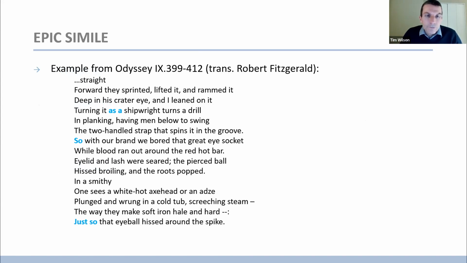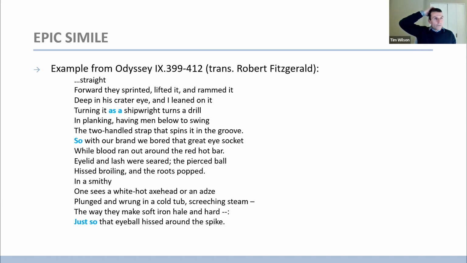Warning, viewer discretion. From the Odyssey, book 9, and remember I said it was in book 9, during the recounting to the Phaeacians of his previous journeys, that he talks about the episode with the Cyclops. So the Cyclops is this huge beast that has Odysseus and his men trapped in this cave. He's devouring them one by one. So they've got to figure out a way to get out of there.